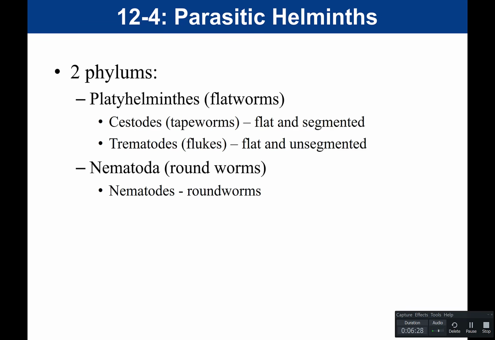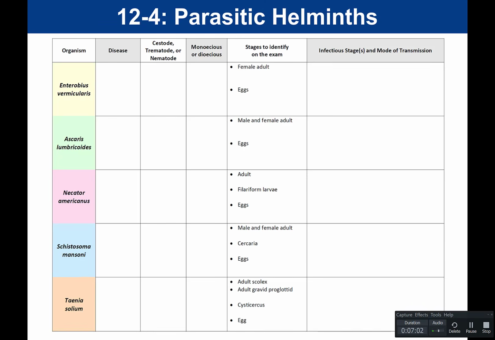So if we're talking about platyhelminthes, these are our flatworms. They fall into two main categories. We have our cestodes, which are going to be our flat and segmented worms. And we're going to have our trematodes, which are going to be our flat and unsegmented worms. You want to know that our nematodes are going to be our roundworms. And so of the worms that you're studying, you want to know for each worm, are they a cestode, a trematode, or a nematode?